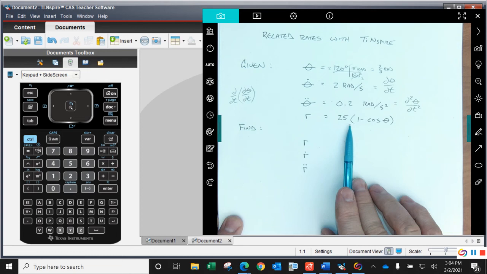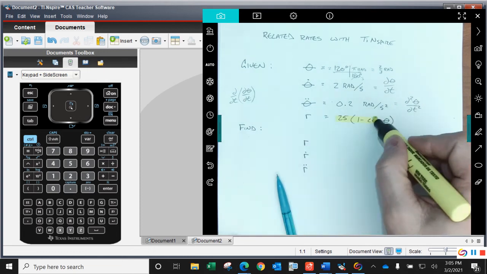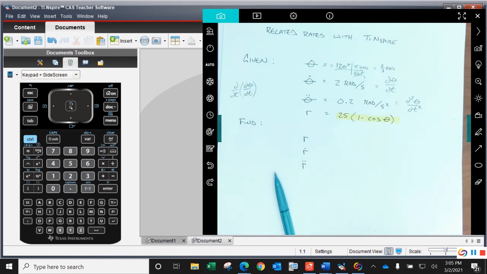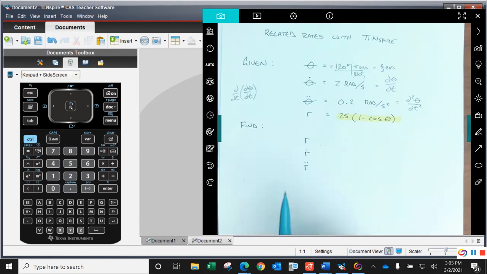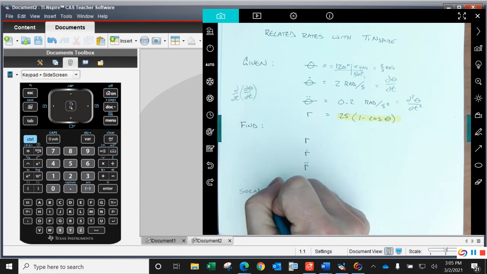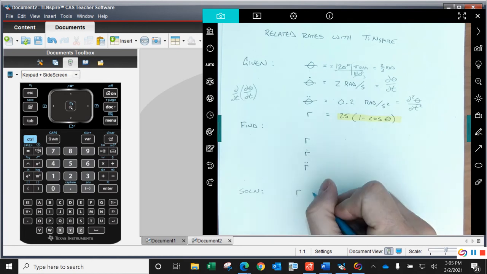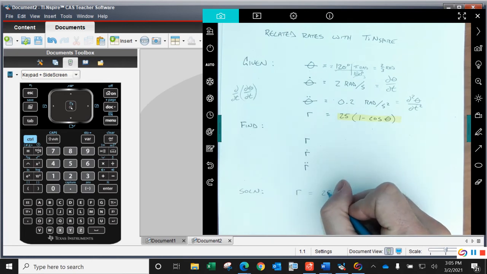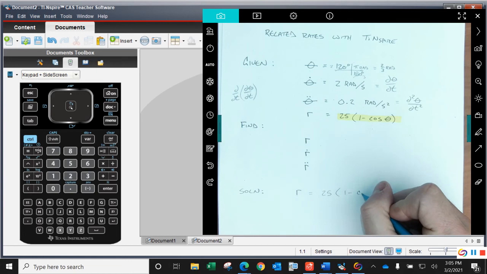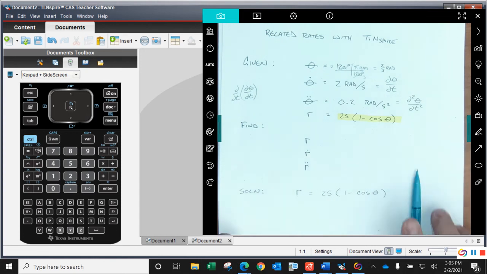They give us r is equal to this function right here. So let's first find r. So our solution technique to find r is we just have to take the given information and substitute in the theta given to us. This is where our calculator will hop in and help us for a moment.